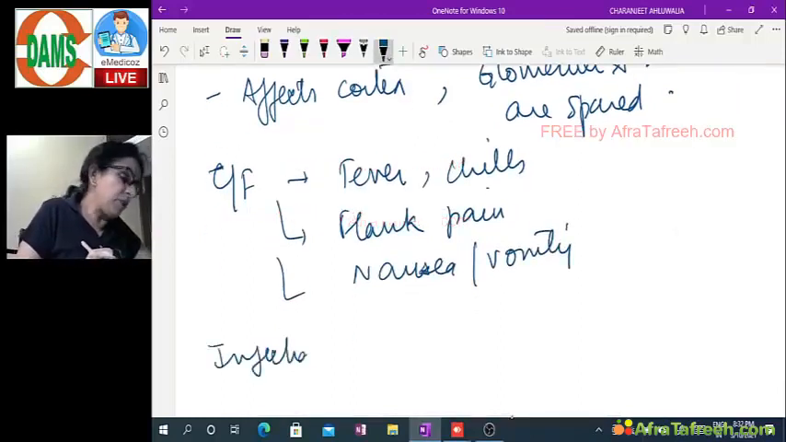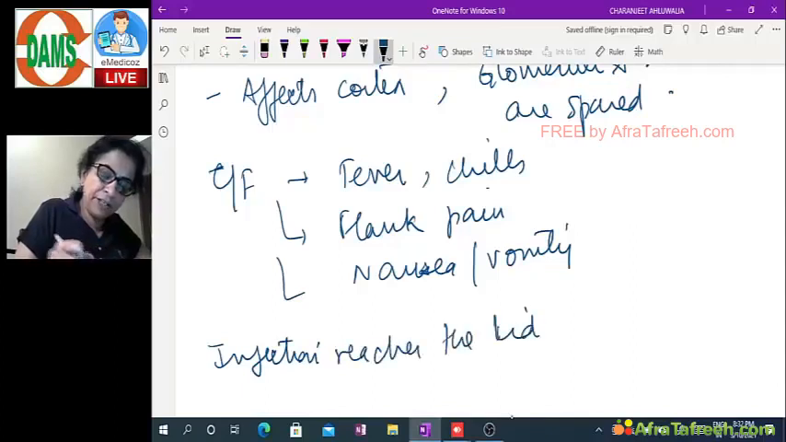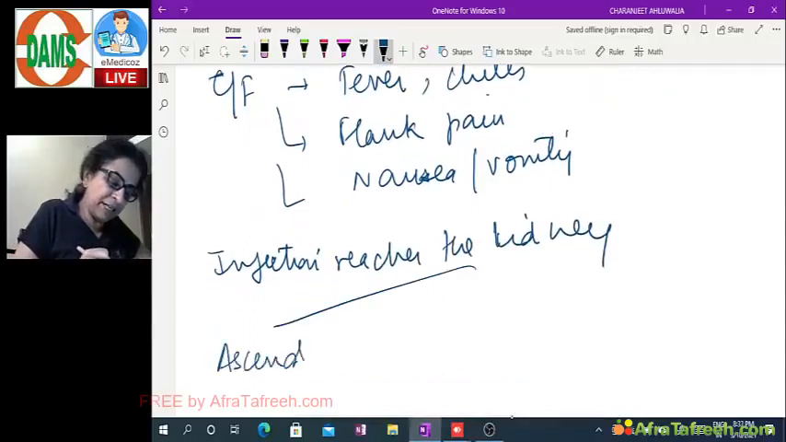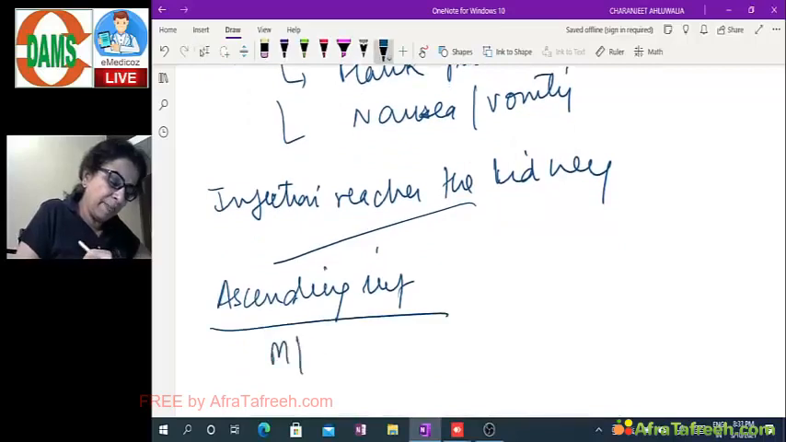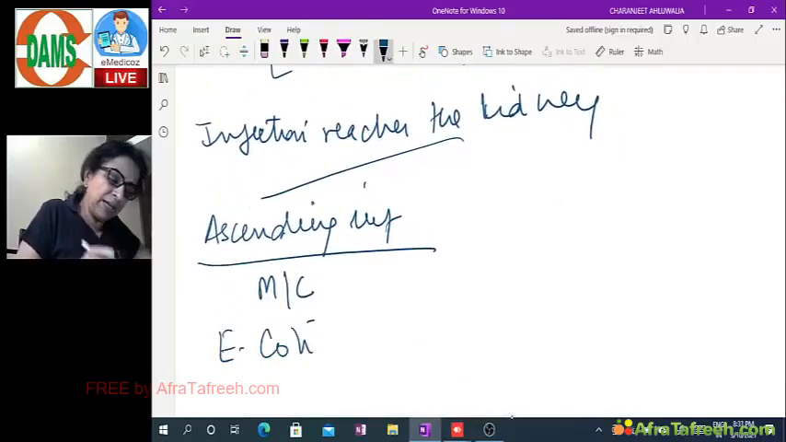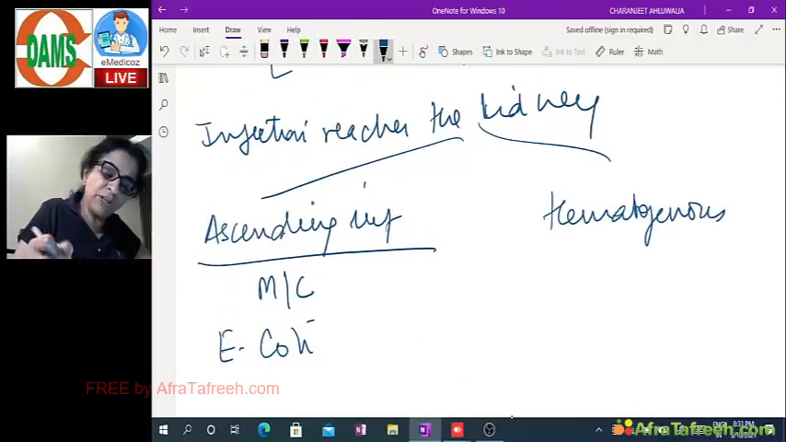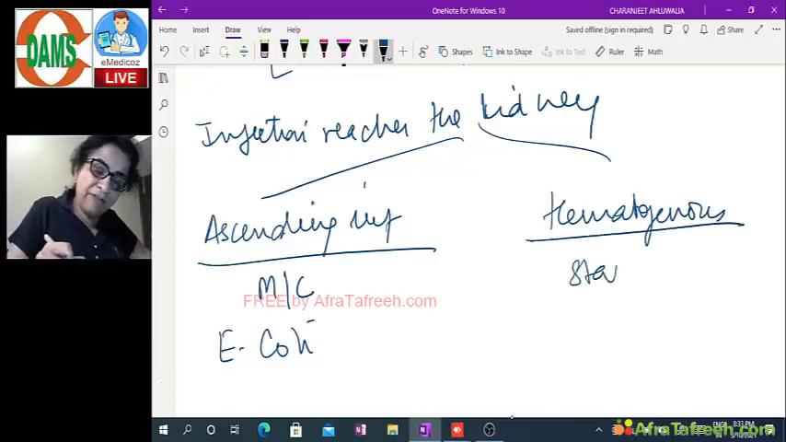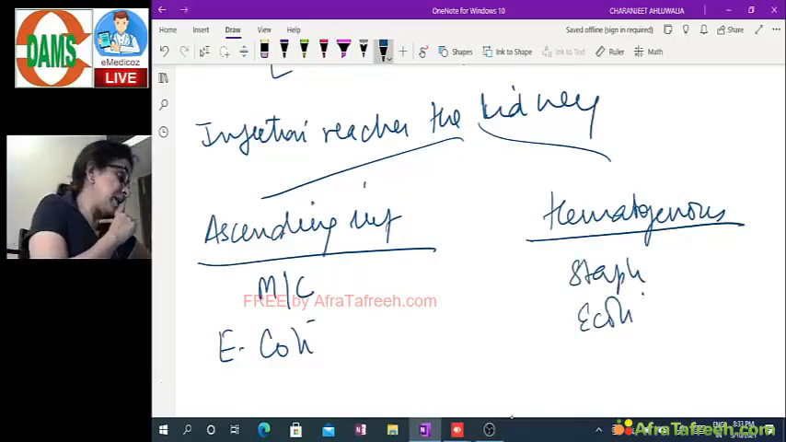Achha, how does the infection reach the kidney? I have already told you, infection reaches the kidney by two routes. Number one, ascending infection, which is more common, and the organism here is usually E. coli. And second is the hematogenous route, where the common organisms are staph and again E. coli. The more common route is the ascending infection.